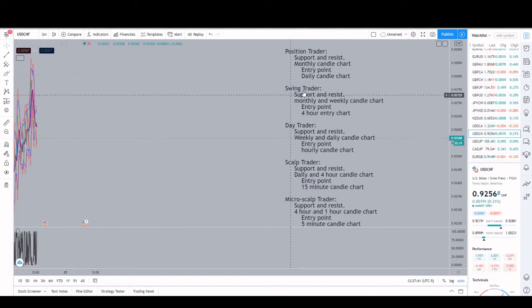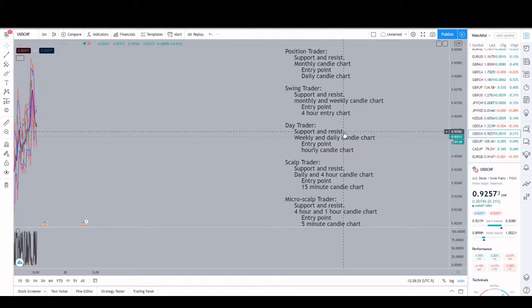Moving on to swing trader, support and resistance, and reading market conditions as well, you can use the monthly and weekly candle charts, okay? So once again, your pre-market analysis should consist of going to these two charts, checking out the support and resistance lines, as well as reading market conditions. And then once again, when you found a trade that you might like, you want to dial in on the 4-hour entry chart.